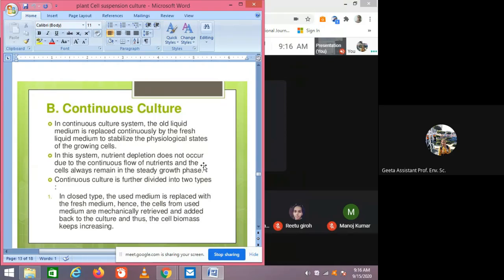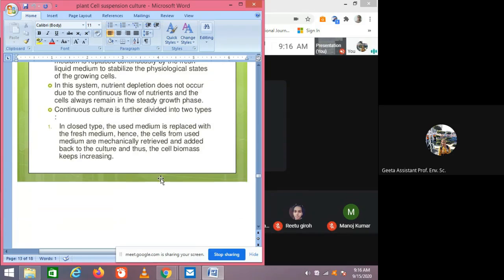So in this system the nutrient depletion doesn't occur due to the continuous flow of nutrients, and cells always remain in the steady growth phase. So it can be divided again into two types. First one is the closed type. The used medium is replaced with the fresh medium. The cells from the used medium are mechanically retrieved and added back to the culture.